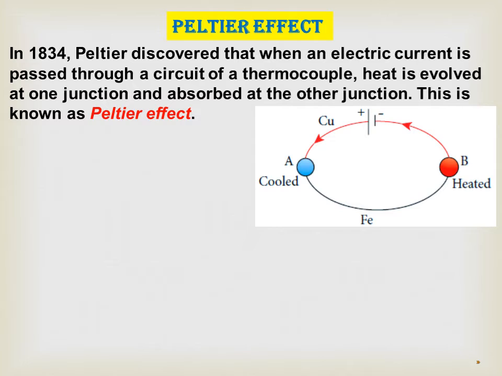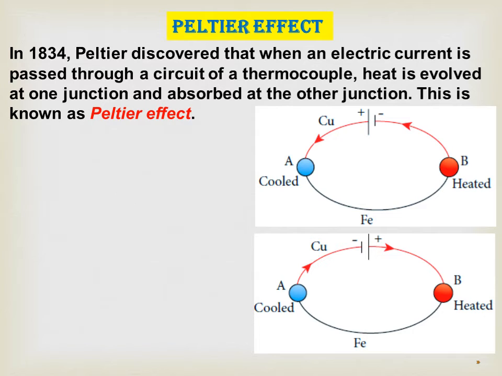In the Cu-Fe thermocouple, junctions A and B are maintained at the same temperature. The current from the battery flows through the thermocouple. At junction A, the current flows from Cu to Fe, heat is absorbed and junction A becomes cold. At junction B, the current flows from Fe to Cu, heat is liberated and it becomes hot. You understand? If the direction is interchanged, then the nature also gets interchanged.